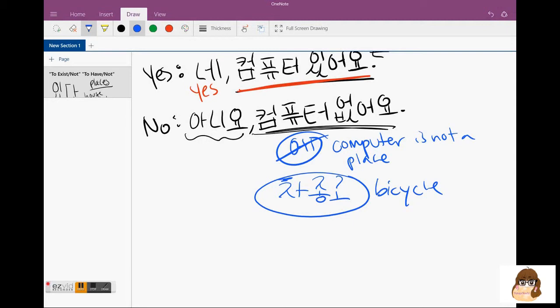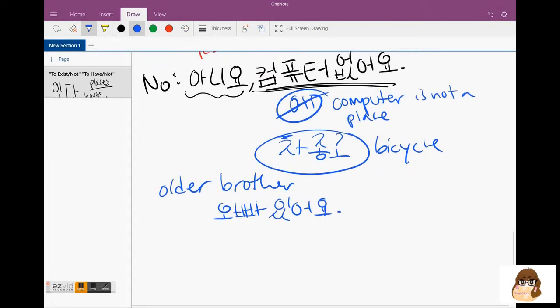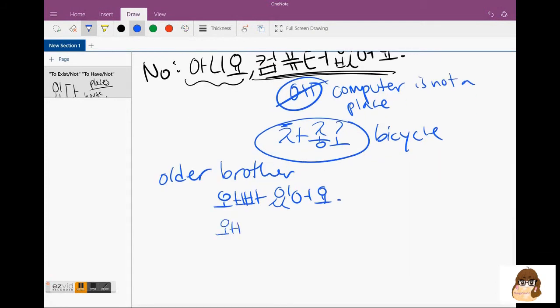You could also say, do you have a brother? Let's use older brother, because I know it's 동생 for a younger brother, but that's in general, like the younger sibling, and I don't know how to write it. But older brother is 오빠. Again, the double consonant, more emphasis, 오빠. And then, you have a brother, 오빠 있어요. I have a brother, or 오빠 없어요.